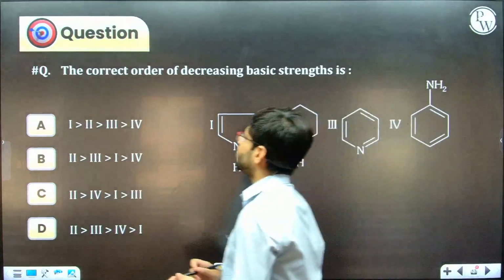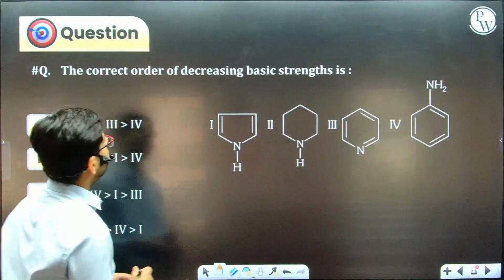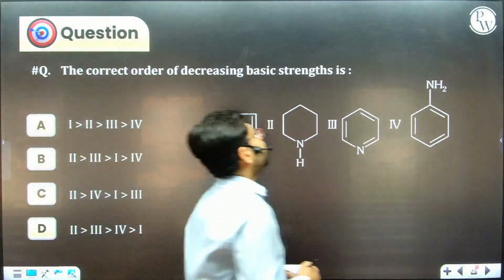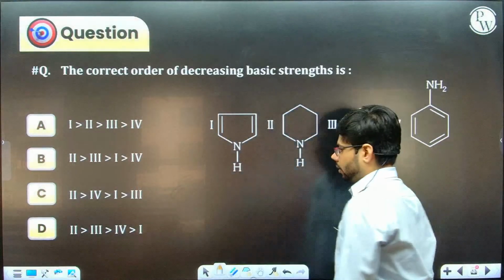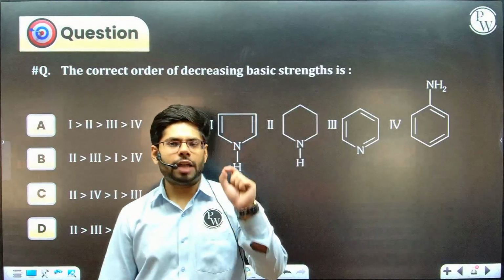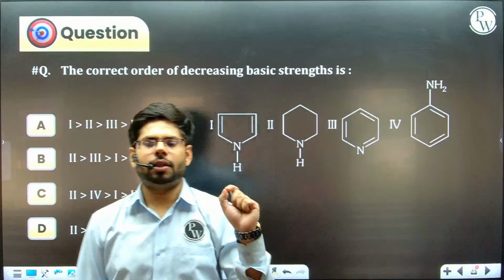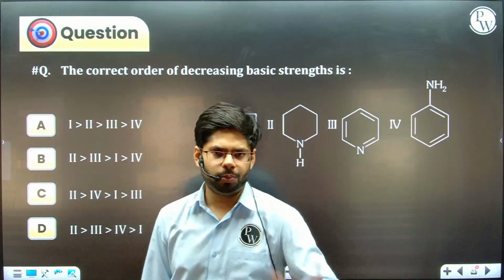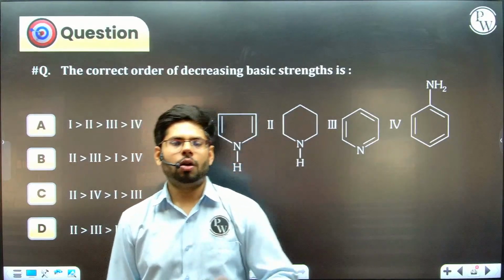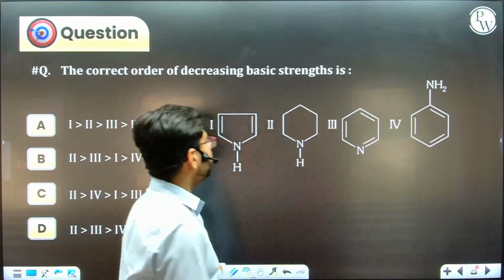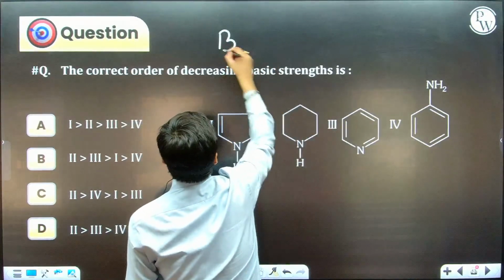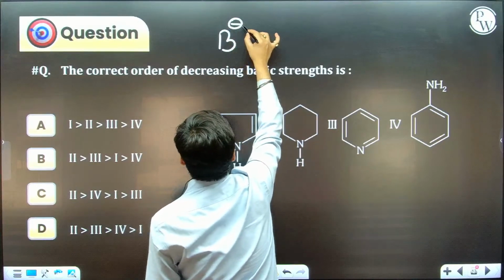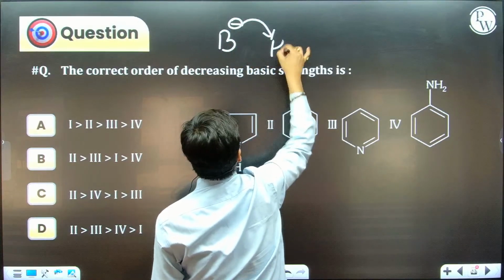Next one. The correct order of decreasing basic strengths is, okay, a very good question. Now, basic strength. Remember, if a nitrogen atom is acting as a donor, donor means the atom which is eager to donate its lone pair or the electron pair. Now, what is a base? If a base is negatively charged, then this negative charge is donated to H plus.